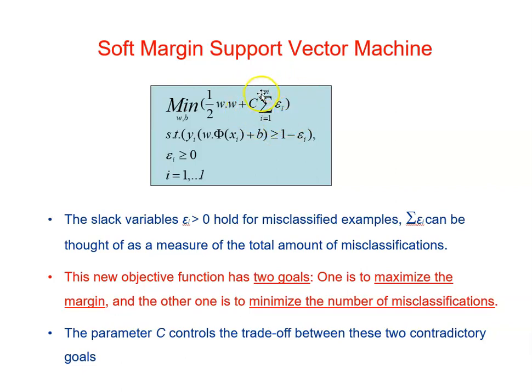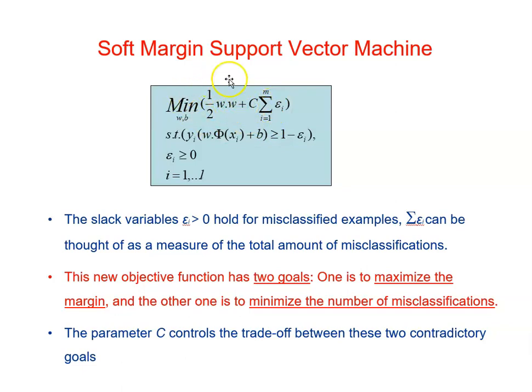So we have to minimize this sum here, right? But we have to satisfy two conflicting goals now, and C will control the trade-offs between these two contradictory goals. For example, if we are interested in finding the widest margin and we don't mind too much about the misclassification errors, then C will have a low value here.